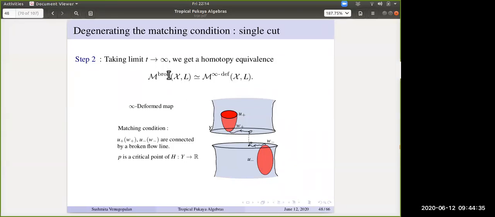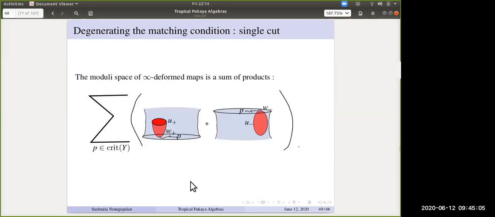And then with a little more work, one can show that the moduli space of broken maps is homotopy equivalent to the moduli space of infinite deformed maps. So these are infinite deformed maps, where the lifts of the nodal points are connected by a broken Morse flow line. So the flow line breaks at a critical point P, and as a result, the moduli space of infinite deformed maps can be written as a sum of products.